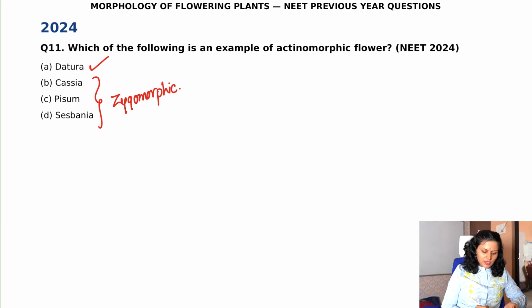Why have they appeared here is because it used to be there in earlier syllabus. I think Cassia is still there. Sesbania is in the Fabaceae family. Question 11, option A will be correct.